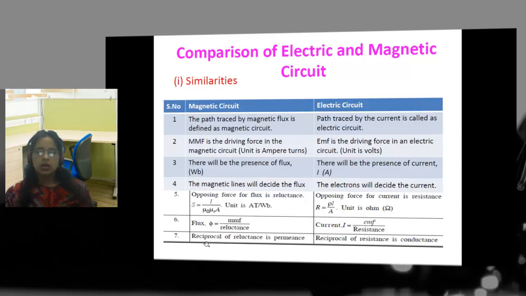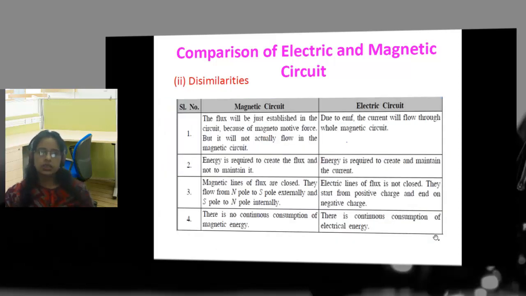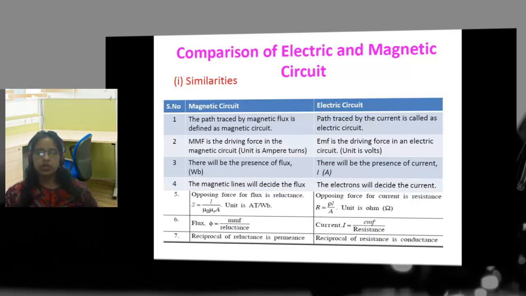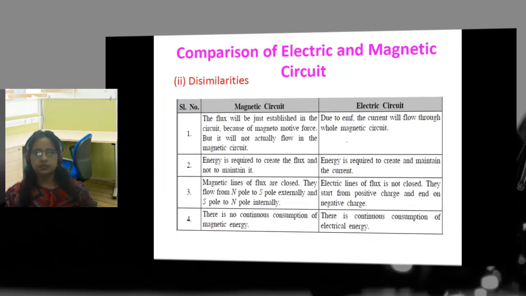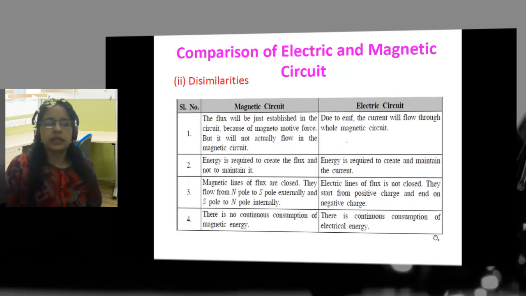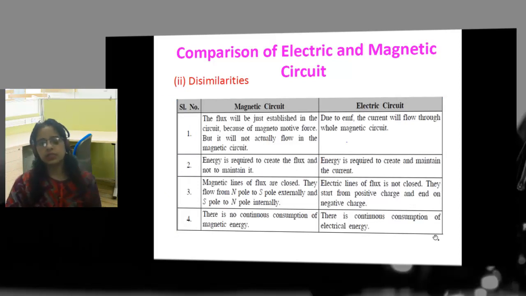Reciprocal of reluctance is permeance. When we find out the reciprocal of reluctance, that will give us permeance, and when we find the reciprocal of resistance, it will give us conductance. Okay, so these are the similarities of electrical and magnetic circuits. Okay, huge similarity, you can easily compare and find out. Now dissimilarities. So with similarities come certain dissimilarities.